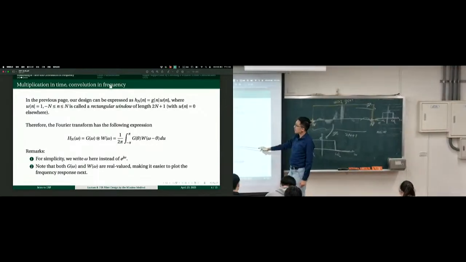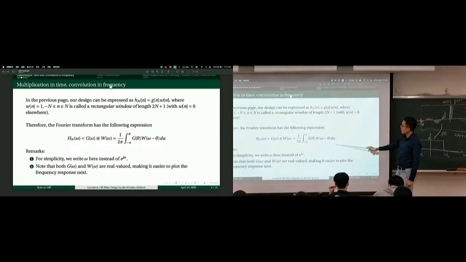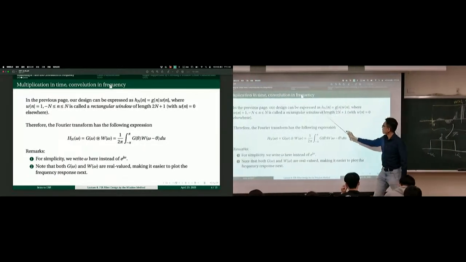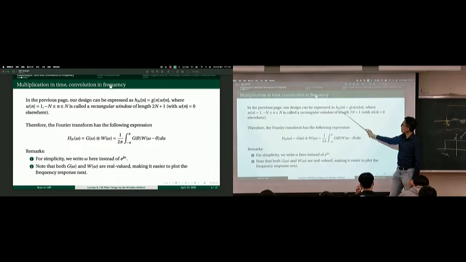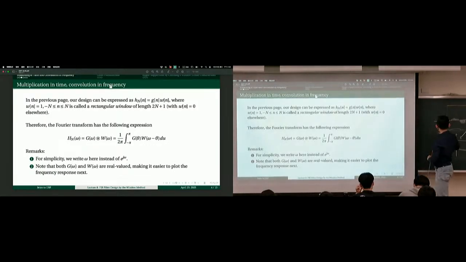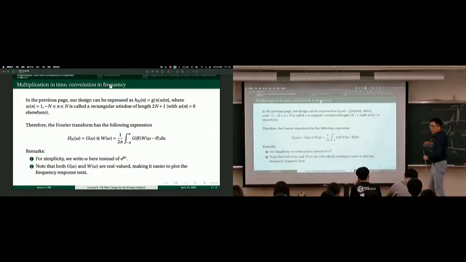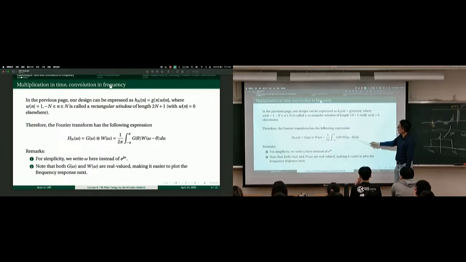So immediately we know that the frequency response, the Fourier transform of our design denoted by h sub N. N is the length, which is a factor to choose. By multiplying two signals in the time domain, the corresponding change in the frequency domain is convolution. Okay, so now multiplication in time, convolution in the frequency domain.